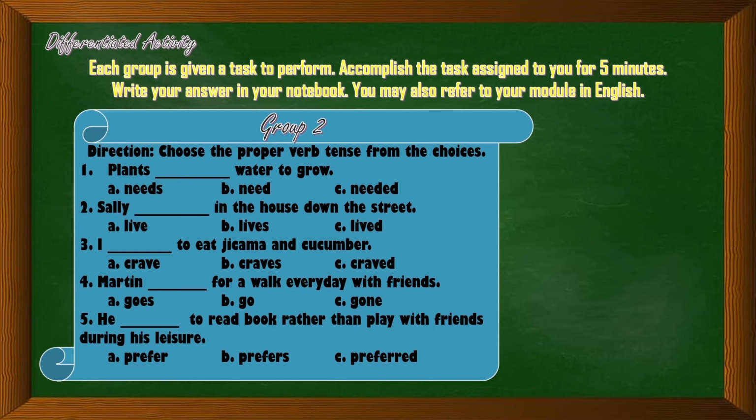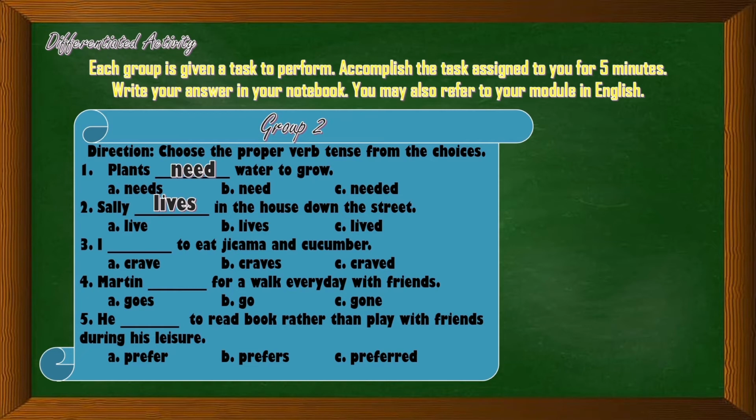Second test for Group 2. Here are the answers. Plants blank water to grow. The correct answer is need. Plants need water to grow. Number 2. Sally blank in the house down the street. A, lived. The correct answer is Sally lives in the house down the street.